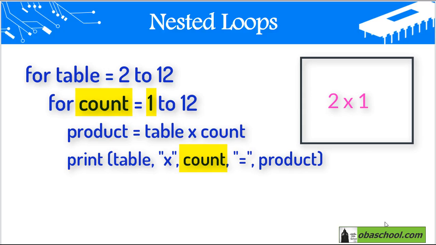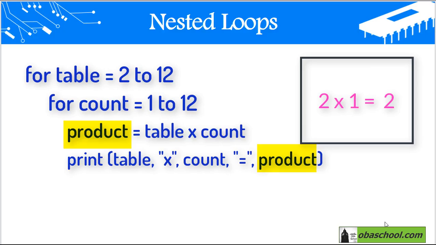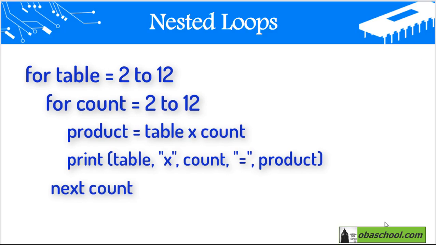We will continue to the next comma and put between quotations equal. The equal will also be shown to the user, and put the last comma and put the variable product, which is 2. We will continue to the next count. Now the count is 2.